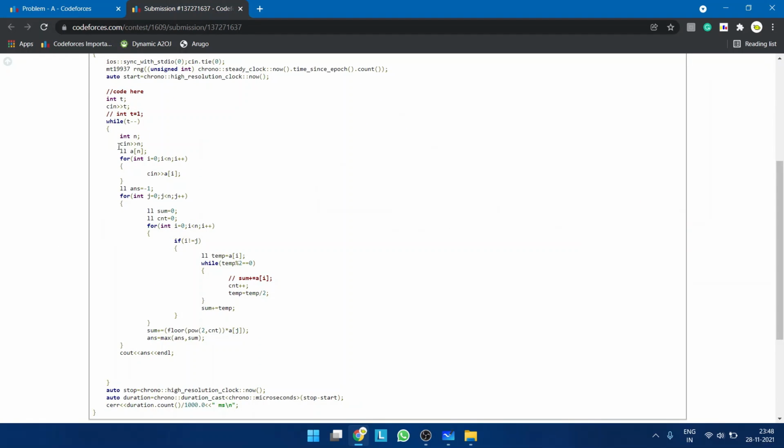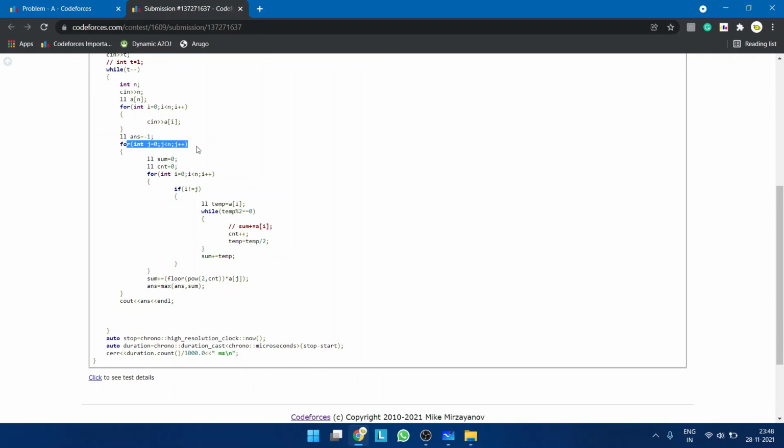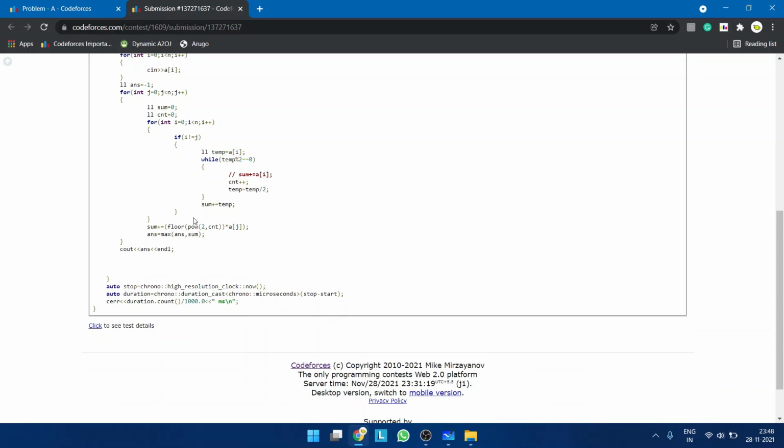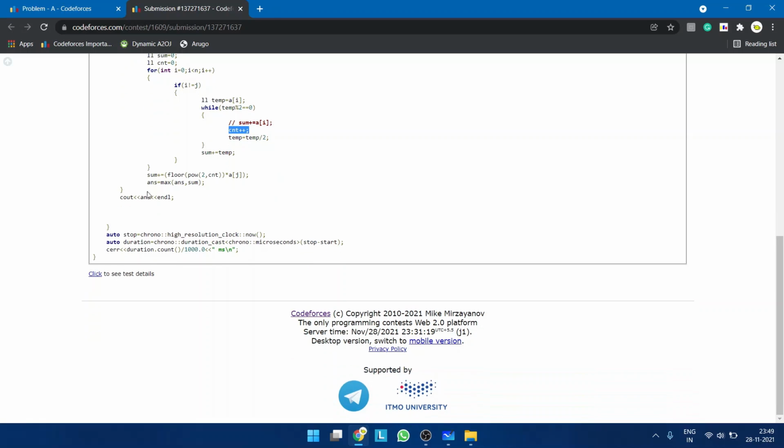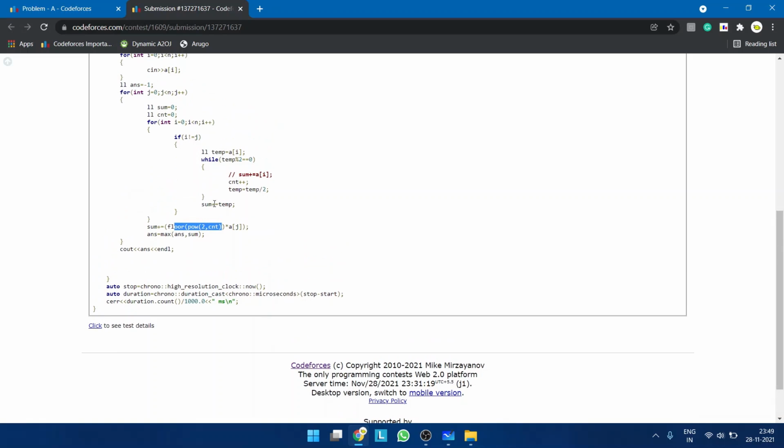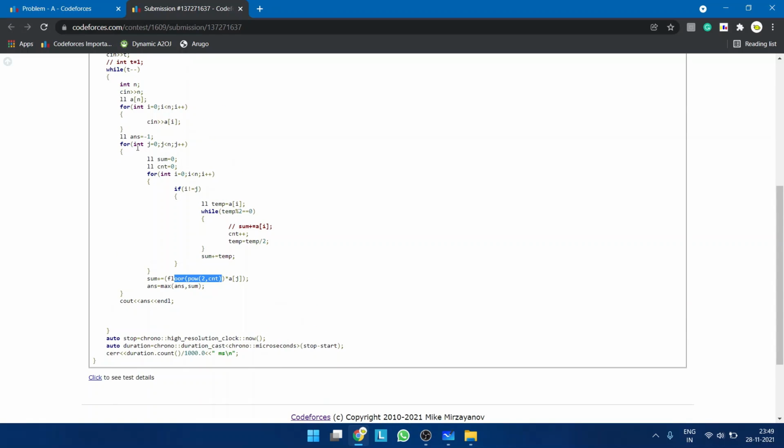So for the code, first take the input, then fix our a[j]. Then for all a[i]'s that are not equal to a[j], we have to remove all the powers of 2 from it, sum the residue, and count CNT, how many times we have divided by 2. At last, we multiply our a[j] by 2 to the power CNT and add it to the sum. We maintain an answer that is -1 initially, and answer equals the maximum of answer and sum, and we print the answer.